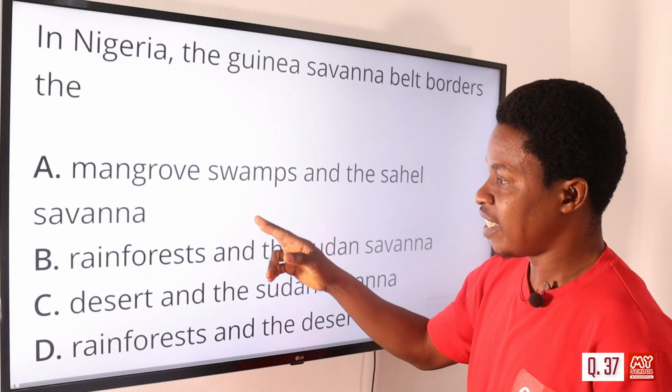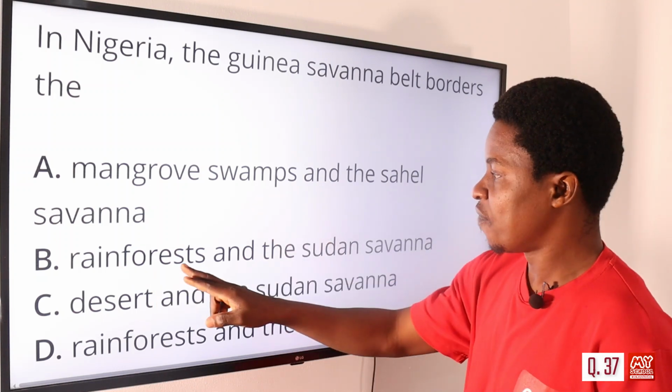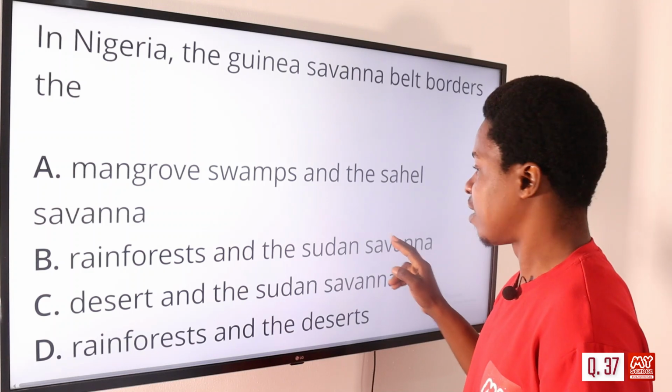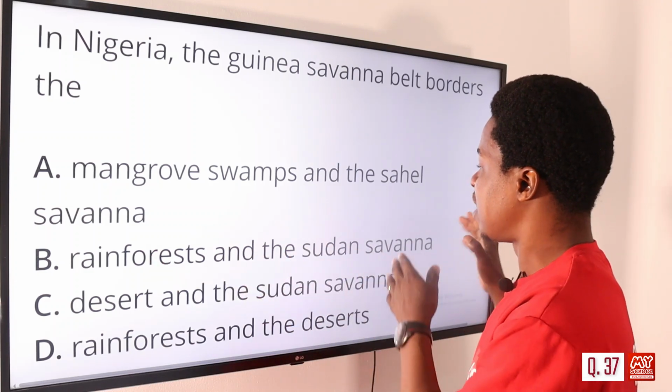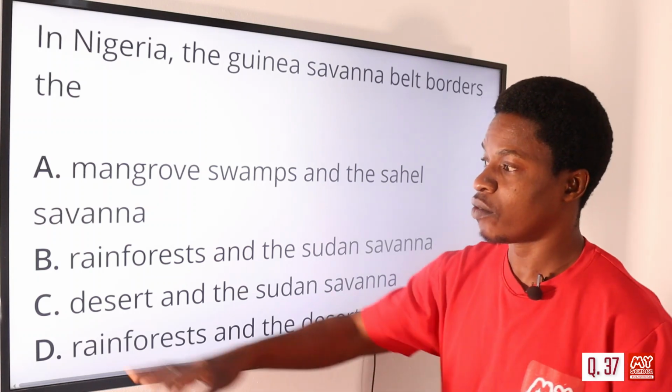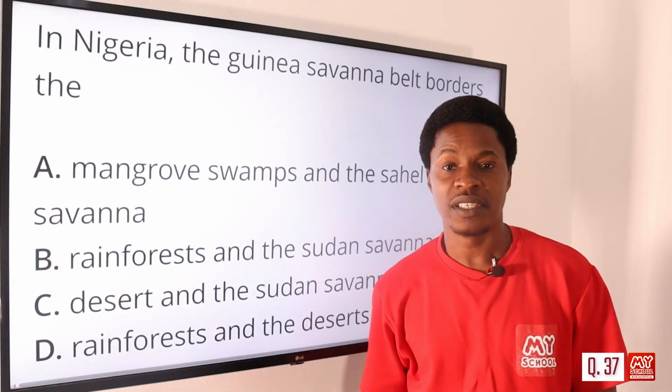So the correct answer here is option B, rainforest and the Sudan savanna. Rainforest from the south, and then it cuts across the Sudan savanna, which is in the northern part of Nigeria. So the correct answer is option B.